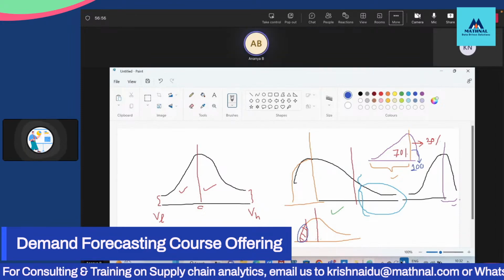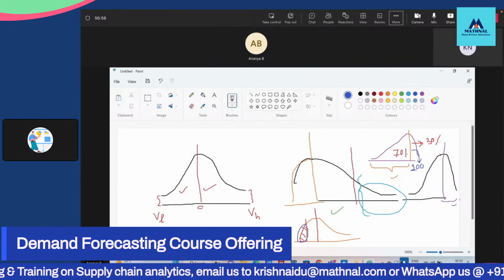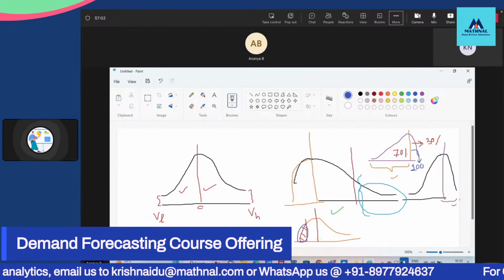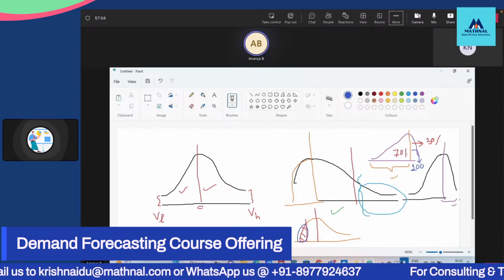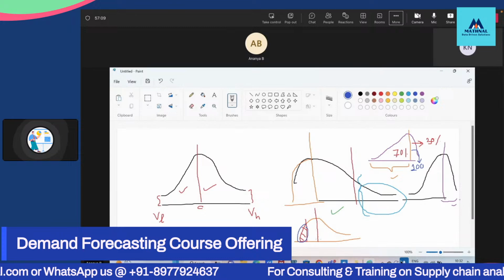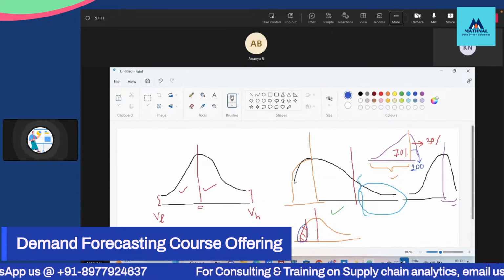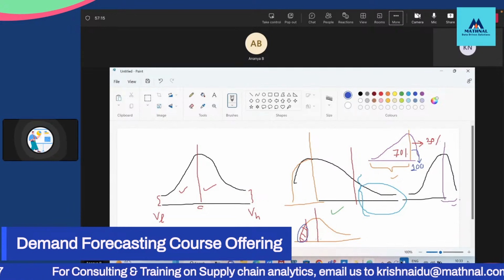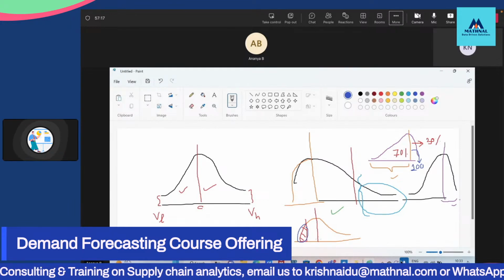Why am I making it more granular? The reason for making it more granular is to capture the variability. Why are we increasing the sample points from 10 to 20, 20 to 40? We're increasing the granularity because we want to capture the variability.